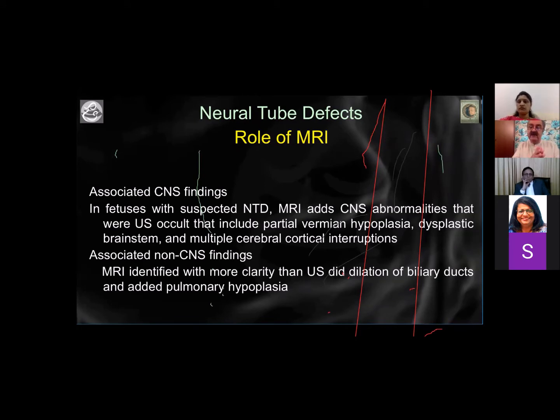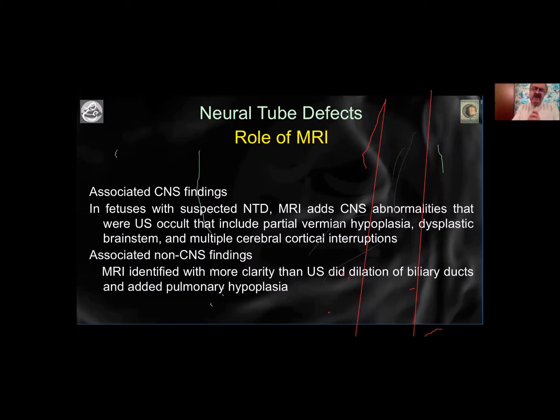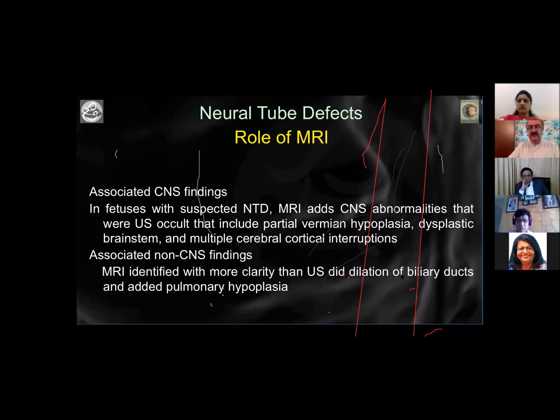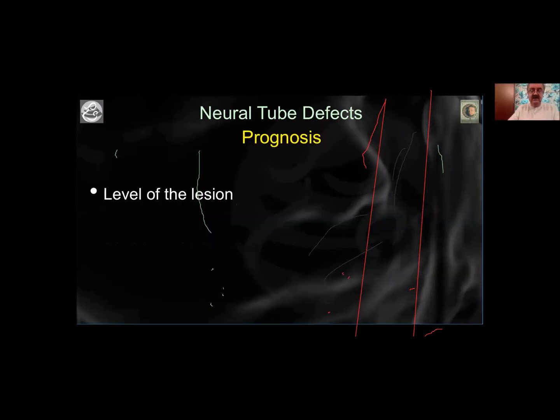But otherwise, MRI is much better after 26 weeks, even with good MRI, even with good skill. And therefore, it doesn't help very much with intracranial abnormalities. It may rarely show pulmonary hypoplasia or dilatation of biliary ducts. To 24 weeks. We hope in the future that we will get more information, otherwise not really.